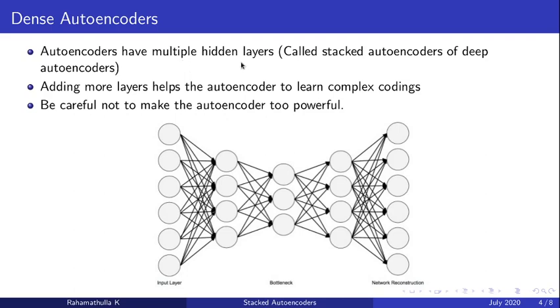Autoencoders with multiple hidden layers are what we call stacked autoencoders or deep autoencoders. The advantage of adding more layers in between, or stacking these layers, is that it helps the autoencoders learn complex codings. So as I've told, in the middle hidden layer you will have the best coding representation.